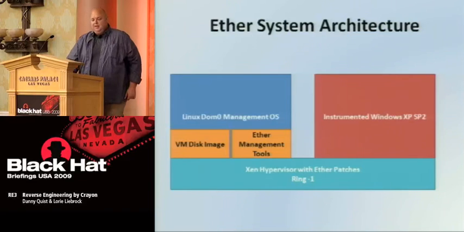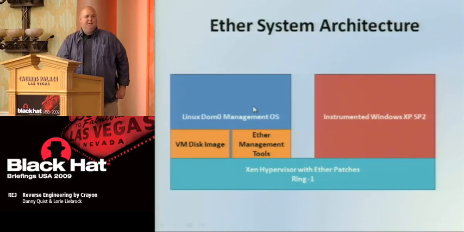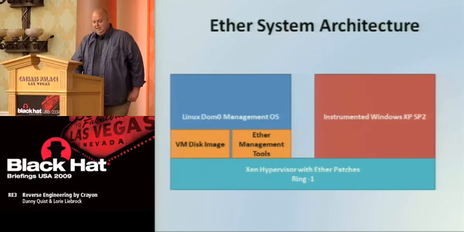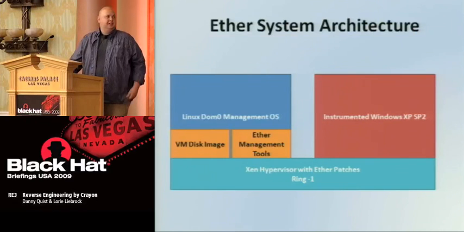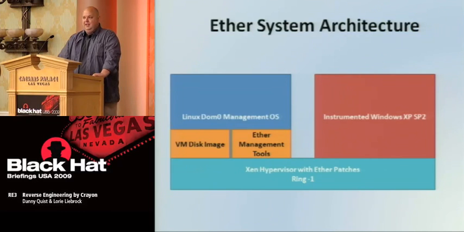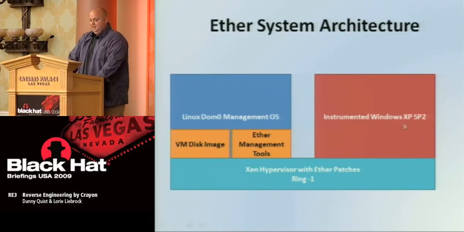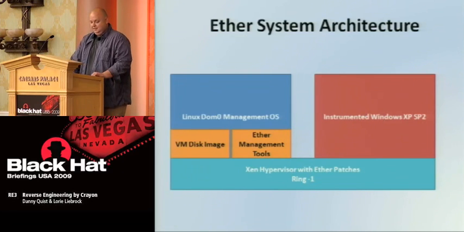Okay, so the Ether architecture starts out with a Linux Dom0, and if you're not familiar with Xen, Dom0 is just the management or base running system. Inside of there, you get access to the VM disk images which are running on the system, and the Ether management tool, which is how you watch a process that's running. The Xen hypervisor sits below that, and that's where the Ether patching system is. Then we have the instrumented Windows XP SP2 system. This red block right here is the actual place where the malware is going to be run and analyzed.